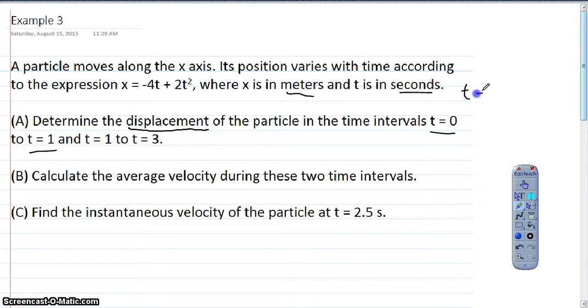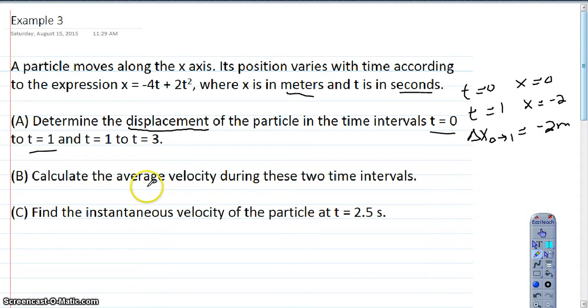So at t equals 0, I plug in 0 and we started at x equals 0. At t equals 1, I plug in 1, so negative 4 times 1 plus 2 times 1 squared. So at that location, I was at negative 2. So my displacement from 0 to 1, if I want to call that delta x from 0 to 1, or however you want to designate that, was negative 2 meters, right? And do make sure, again, we're following our units, but negative 2 meters there.